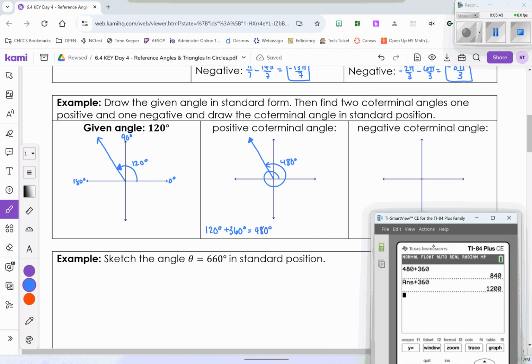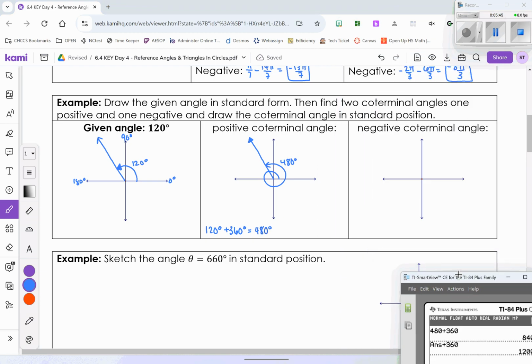And then the same thing for if we do a negative angle. So 120 degrees minus 360 degrees gives me negative 240 degrees. So again, my starting and ending positions stay the same. The difference now is instead of going the counterclockwise direction, we're going to go in the clockwise direction because it's a negative angle measurement. So this is negative 240 degrees.